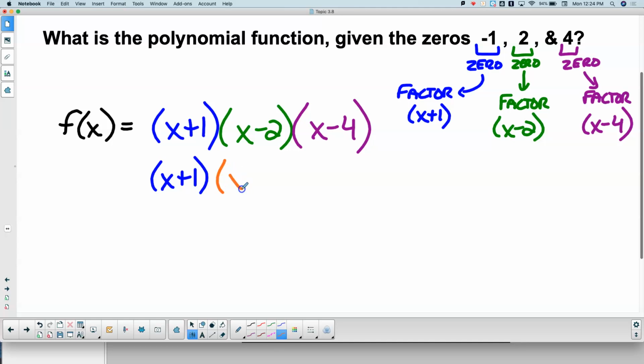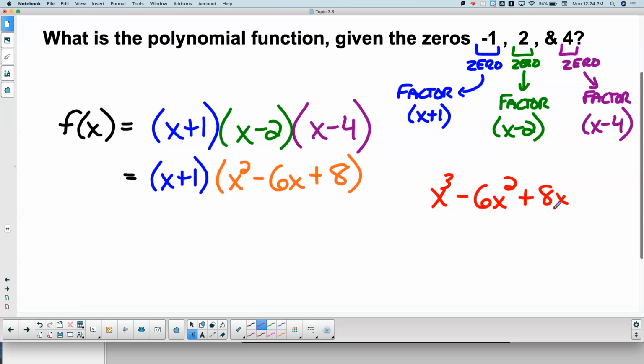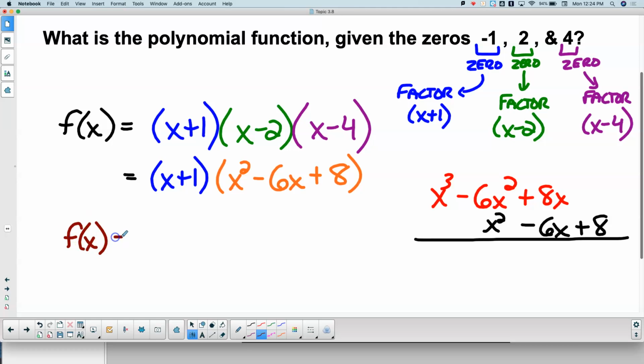These two, so that would be x squared minus 4x minus 2x is minus 6x plus 8. So that's going to be x cubed minus 6x squared plus 8x. X squared minus 6x plus 8. So when it's all said and done, f of x is equal to x cubed minus 5x squared plus 2x plus 8.